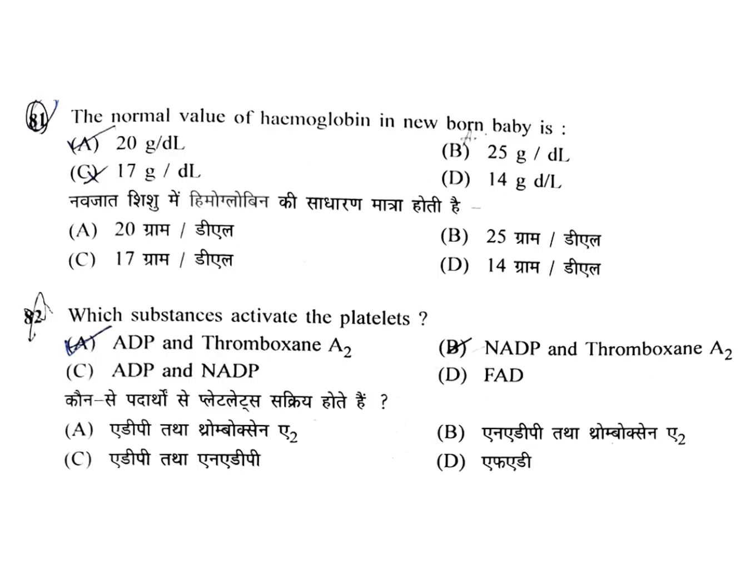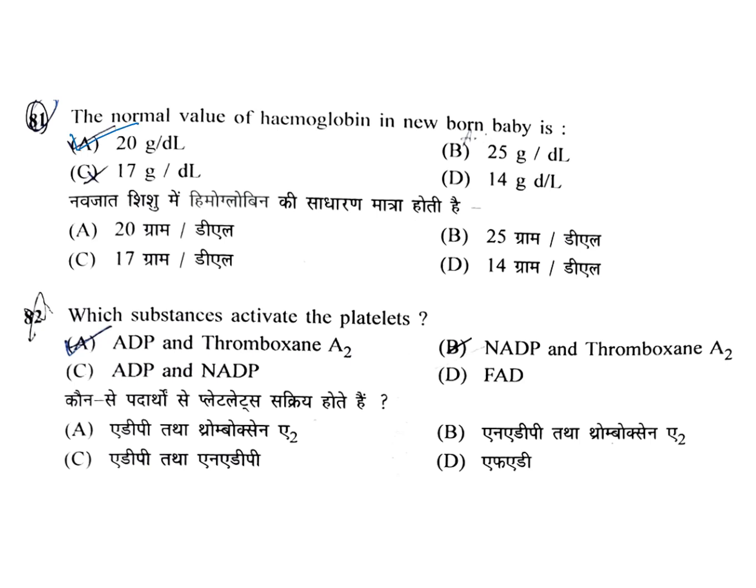The normal value of hemoglobin in newborn babies. The options are 20 gram per deciliter, 25 gram per deciliter, 17 gram per deciliter, or 14 gram per deciliter. So the right answer is 20 gram per deciliter.